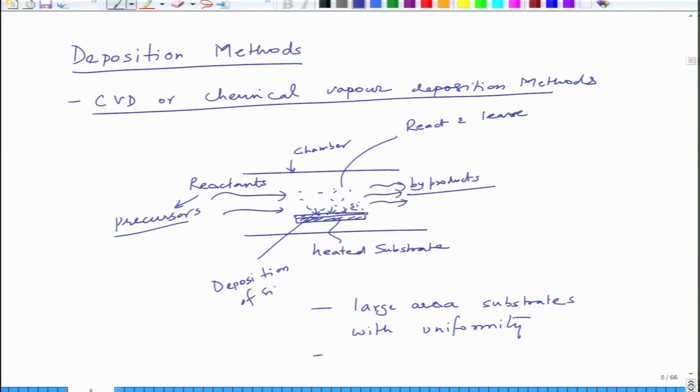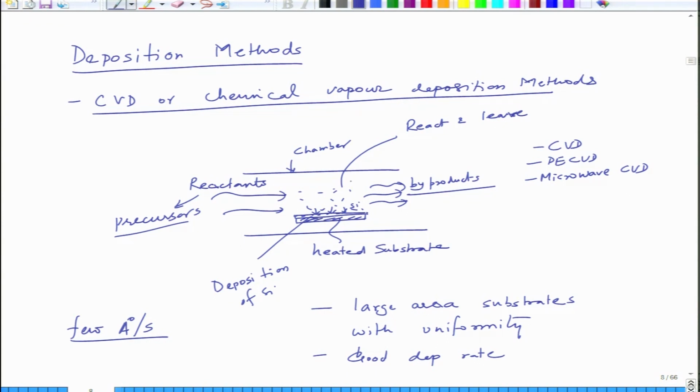And they have reasonably good deposition rate. So, they are not very slow processes. The deposition rates of the order of few angstroms per second can be deposited. Depending upon the type of CVD process, CVD can be plain CVD, it could be plasma assisted CVD, it could be microwave CVD. So, there are various things that you can do with CVD process.